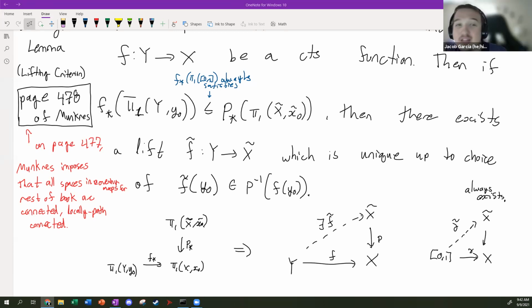Yeah, this is the version of the lifting criterion that I prefer to memorize, because if you want path lifting, you just throw a path in for y, and you're like, oh, that satisfies the condition for the path.